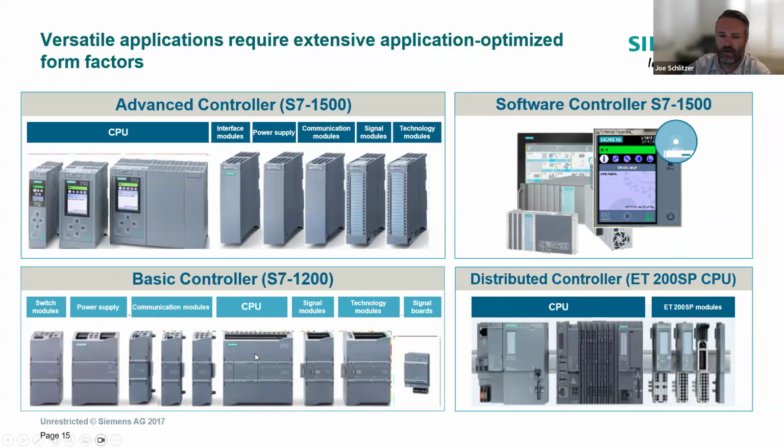As you can see here, the S7 1200, depending on which CPU module you're using, you could have up to 8 I/O modules to the right of the CPU and 3 communication modules to the left. It also supports remote I/O like ET200 SP.